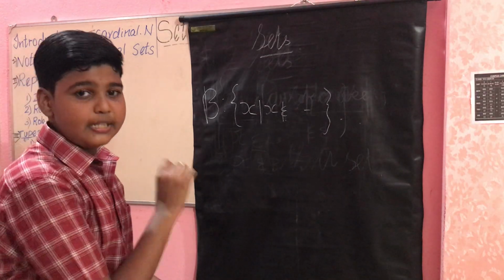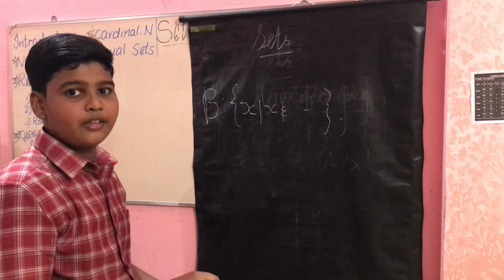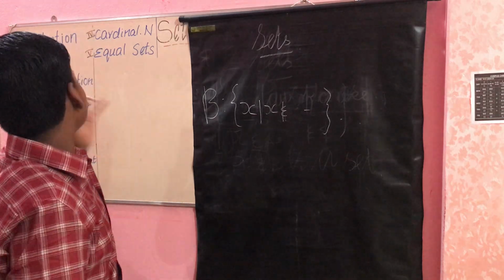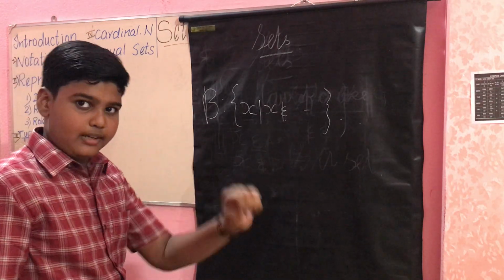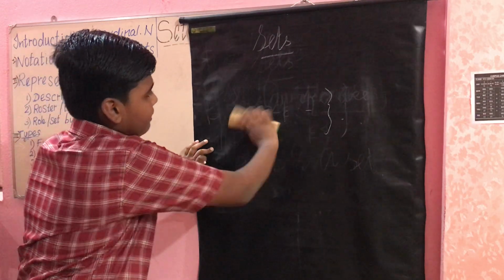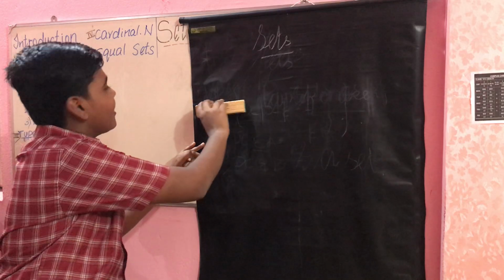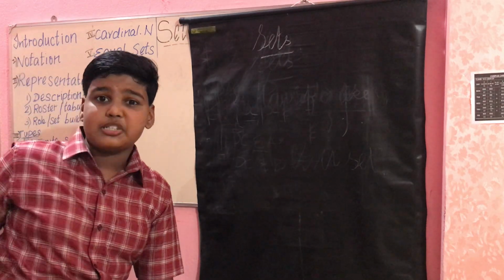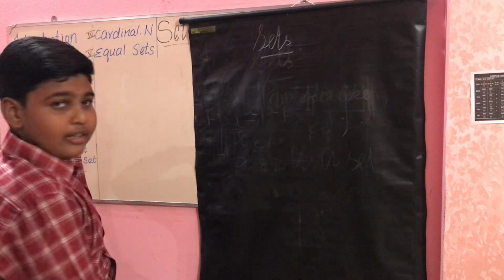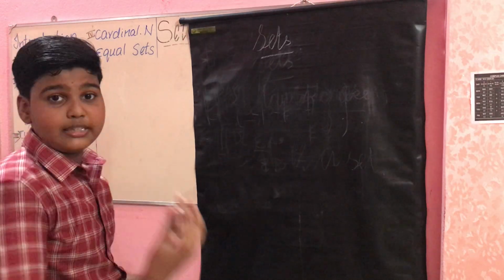January, February, March, April, May. The first 5. Understood, friends? So these are the 3 ways in which we can represent the set. But in most places they'll be using the roster method, because it's the easiest method. Okay, the types. I'll write 3 types on this blackboard.